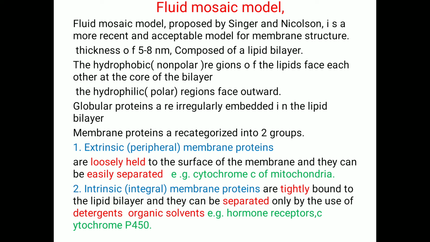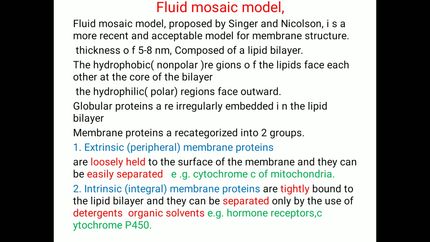Globular proteins are irregularly embedded in the lipid bilayer. So in the fluid mosaic model, you will have a phospholipid bilayer. Apart from the phospholipid bilayer, you will have proteins embedded in them. In the lipid, proteins also will be present. These are called membrane proteins because they are present in this phospholipid bilayer membrane, right?